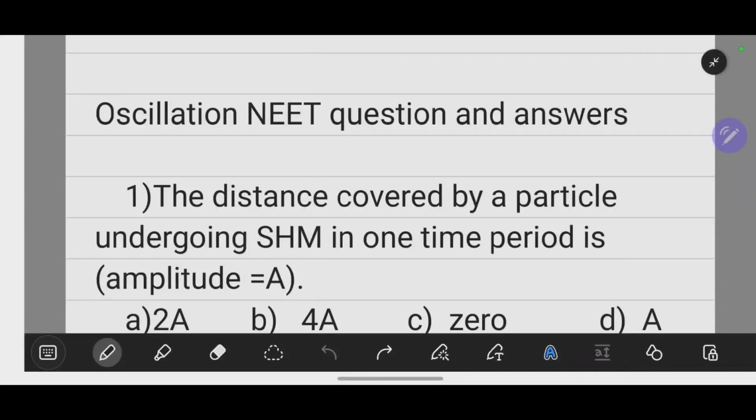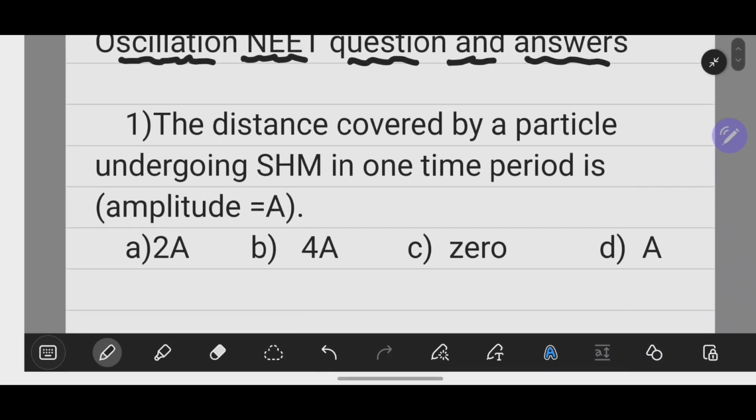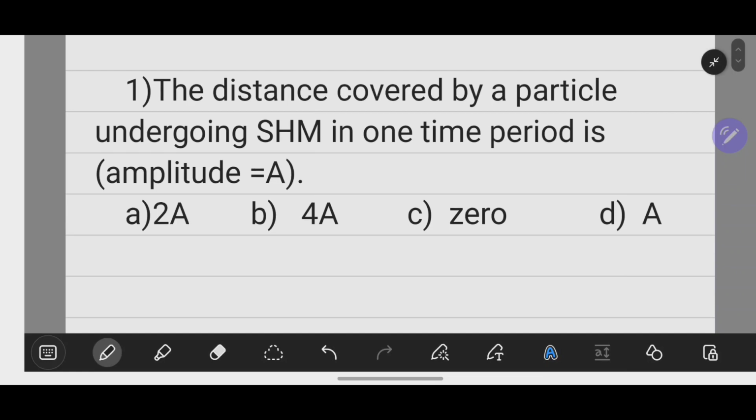Welcome students. Now we are about to start a neat question regarding the oscillation. Here the oscillation, a neat question and its answer. Let us start with the first MCQ. I am going to read that here.